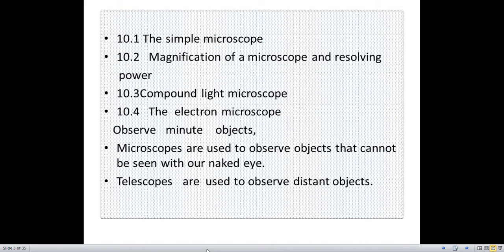These are the subunits. 10.1 The simple microscope. 10.2 Magnification of a microscope and resolving power. 10.3 Compound light microscope. 10.4 The electron microscope. Observe minute objects. Microscopes are used to observe objects that cannot be seen with our naked eye. Telescopes are used to observe distant objects.